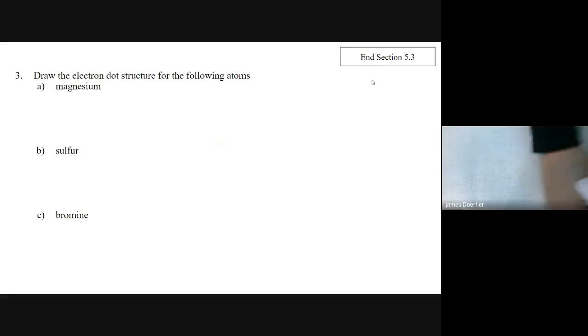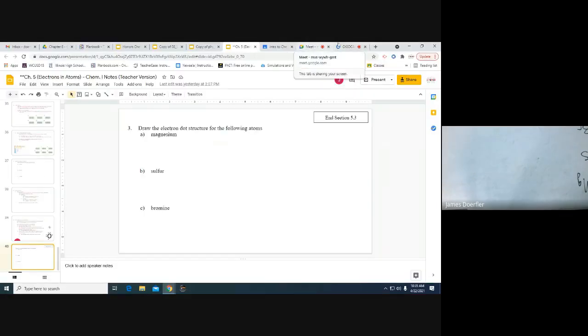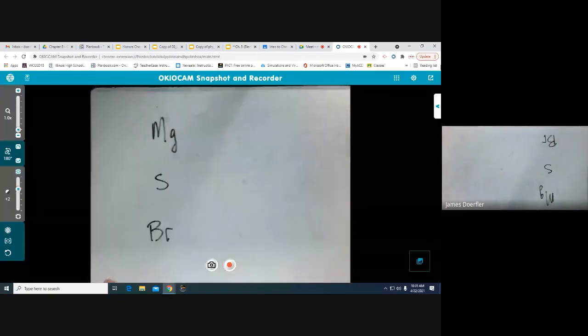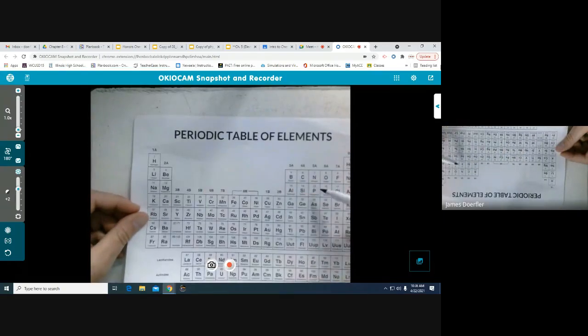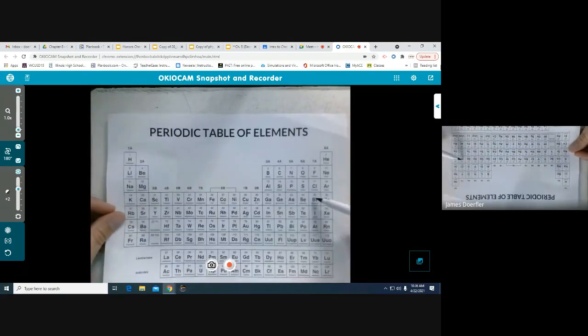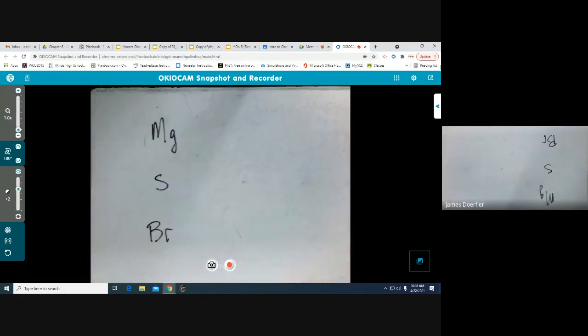Magnesium, sulfur, and bromine. Okay? So I've already taken the step here and written the chemical symbols. So we've got magnesium, sulfur, bromine. That's why it's very important to have a periodic table. All right. Now, do you want to do the long way or the short way when we determine valence electrons? Probably will do the short way, don't you?